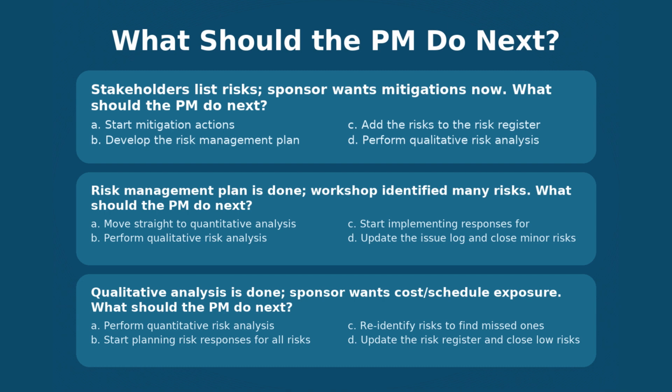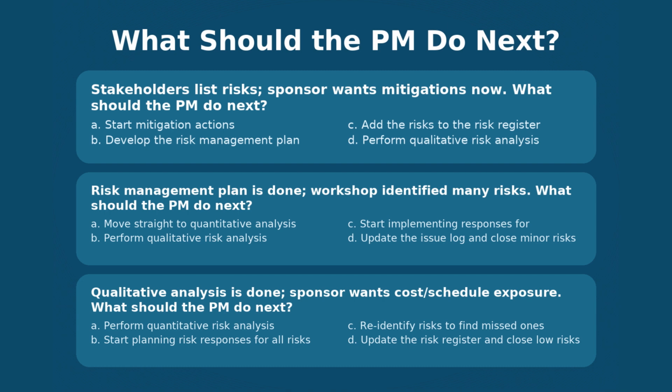Move straight to quantitative: PMP says quantitative is for selected high priority risk. You don't do it on the whole list. Start implementing responses is also not the right option. It's too early. You don't plan or implement responses before you know which risks matter most. Update the issue log and close minor risk: these are risks, not issues, and closing comes much later after monitoring. PMP loves the order in which you execute processes. It is always identify, then qualitative, maybe quantitative, and then plan responses.